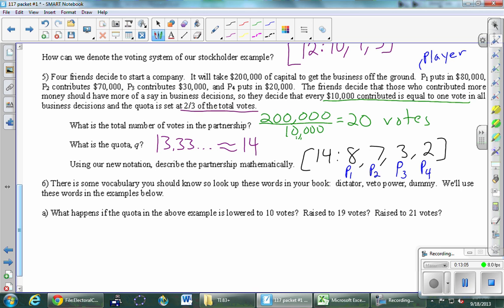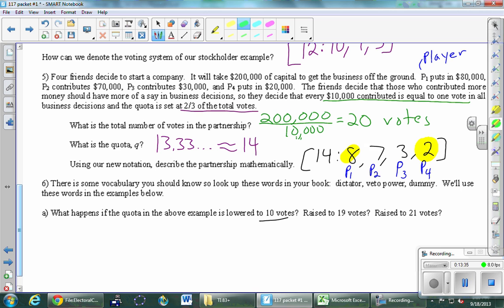Okay, so let's answer all these questions here. Suppose the quota is set at 10 votes, which is lower than it is right now. Okay, so what that means is that 10 votes are enough to pass a motion. And it also means 10 votes are enough to squash a motion, to stop something from happening. So suppose that this person and this person are in favor, and they both vote yes. How many votes do they have? 10. And the motion passes.